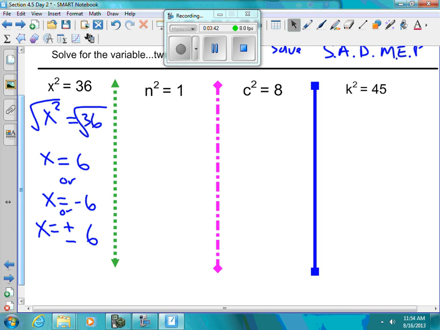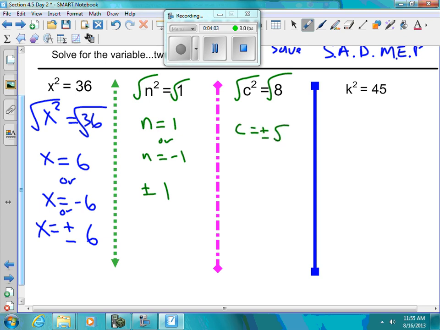So let's go through the rest of these real quick. When you square root both sides, the square root of 1 is 1. So n equals 1, or n equals negative 1, or plus or minus 1. Square root 8. This is why we learned how to simplify these yesterday. The radicals. C equals plus or minus the square root of 8.